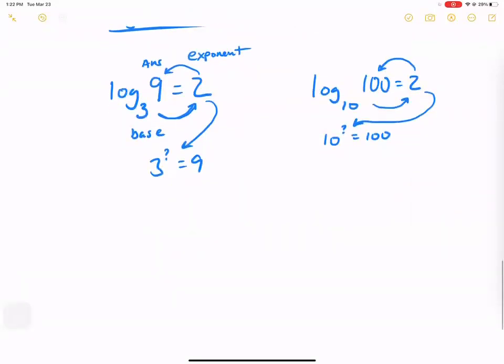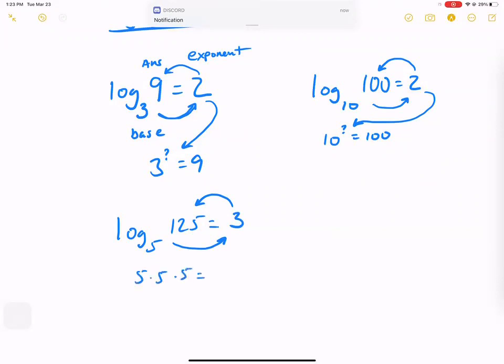Let's keep going. Log base 5 of 125. What exponent would give you 125 if I just kept multiplying a bunch of 5s together? Circle of logs, 5 to what exponent would give you 125? That would be 3. Right? 5 times 5 is 25 times 5. That's 125, right? 5 cubed. That's the exponent that will give me 125.